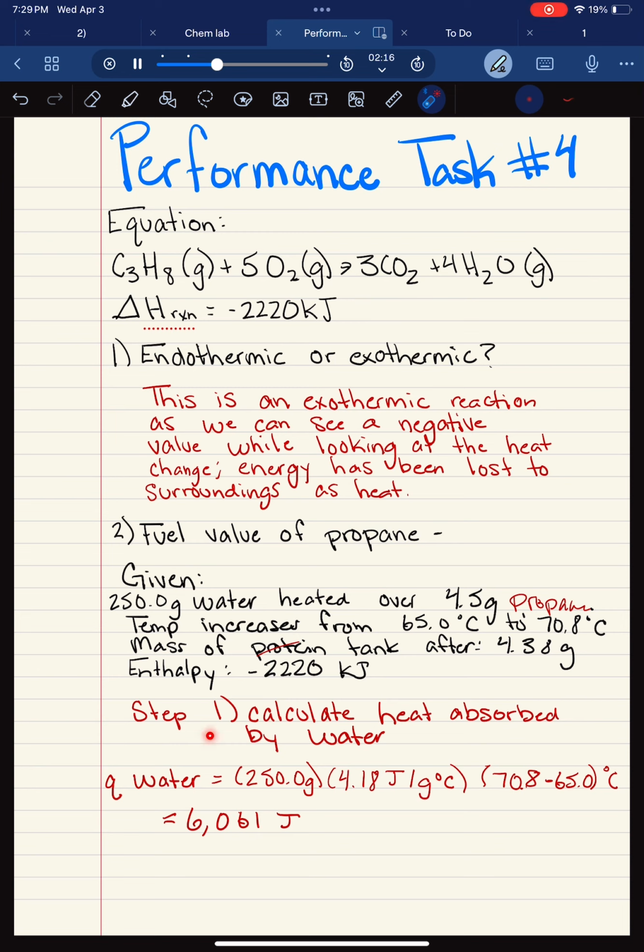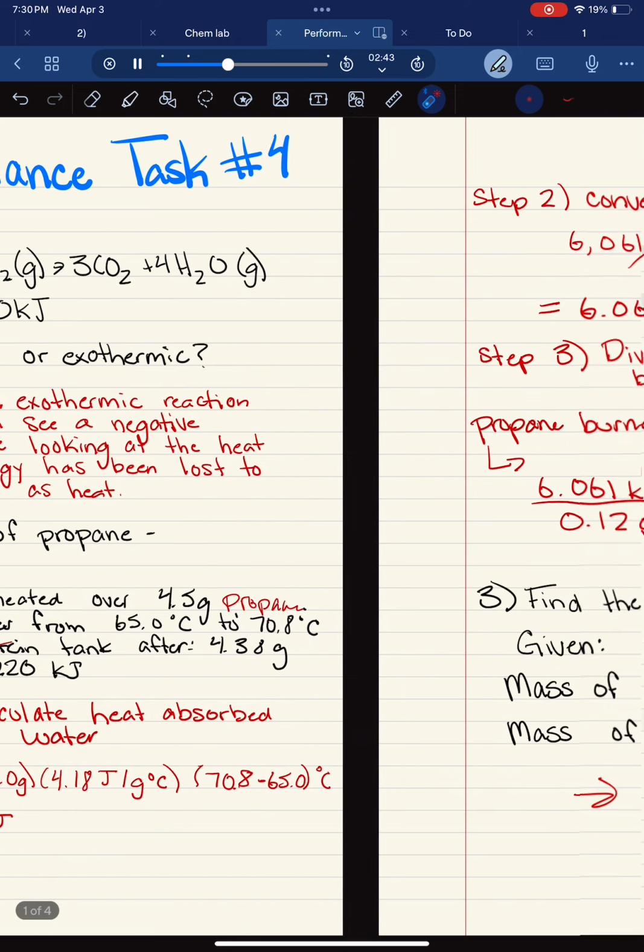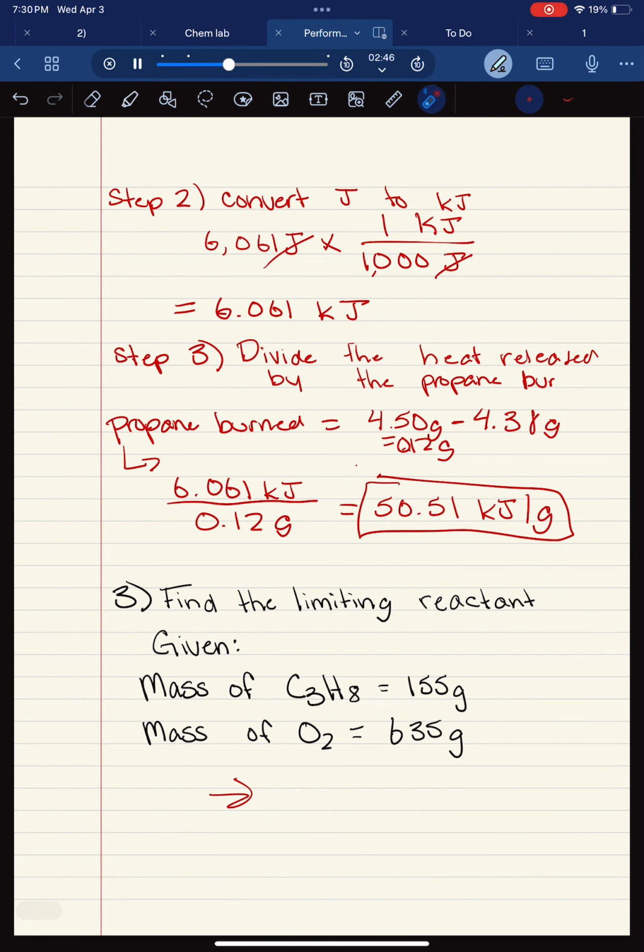So that's going to bring us out to, after our equation here, we're going to multiply our 250 grams times our 4.18 joules per gram per degree Celsius, and then multiply that by the temperature change. So that's going to bring us to 6,061 joules. And then we need to convert those joules to kilojoules. So we're going to cross multiply here, which brings us out to 6.61 kilojoules.